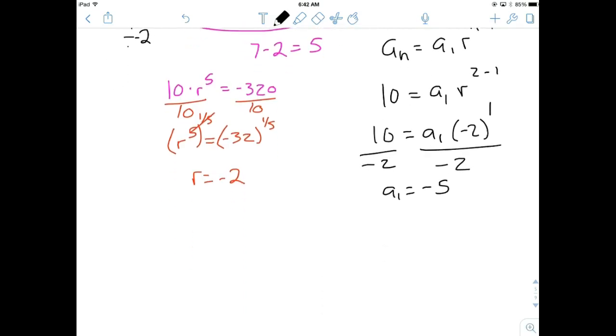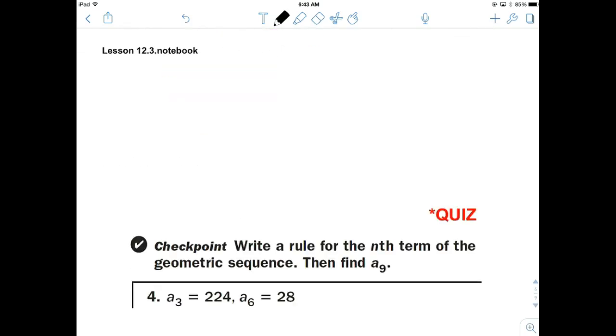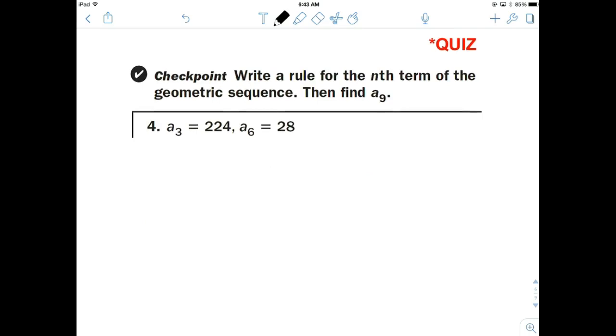So I don't want you to have to rely on that, but it's easy problem solving, and you just want to use the simplest method that you can. So a sub n now is our final answer. I'll start with our a sub 1, and we've got our r value to the n minus 1. This next checkpoint you are going to try on your own. Here's a sub 3 and a sub 6. Again, not anything too crazy, but using that same idea.